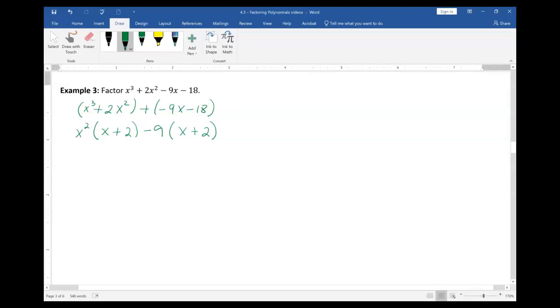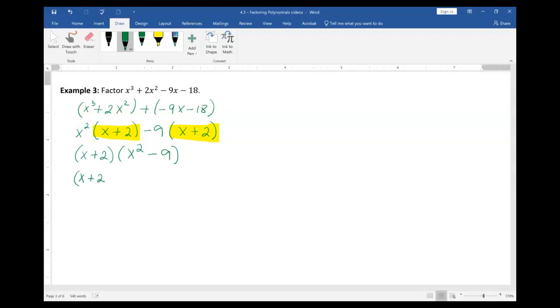Now, we notice that the terms in the parentheses are the same. So we will factor out the common term, the parentheses. So we have x plus 2. We factor out x plus 2. What's left? x squared. From the second part, if we factor out x plus 2, what's left? Negative 9. We notice that x squared minus 9 is the difference of squares. We saw this in section 1.5. So our final answer is x plus 2, x minus 3, x plus 3.